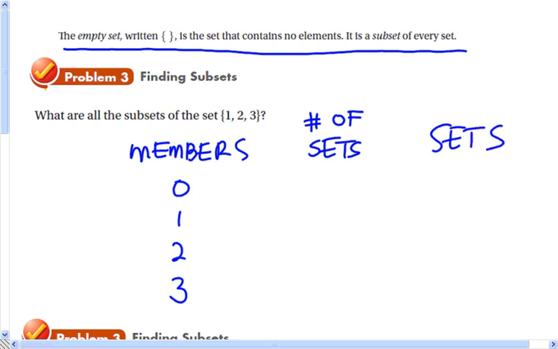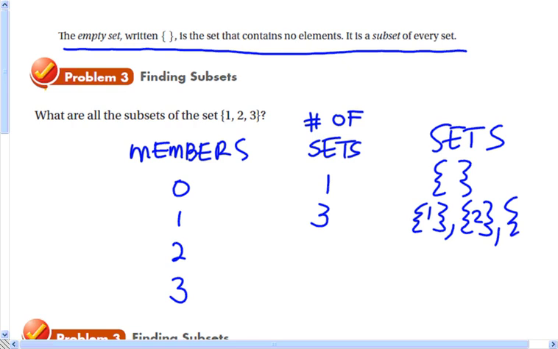So the number that have 0 members, there's 1 of those, and it looks like this. It's the empty set. For 1 member in the set, there are 3 of those, and that would be the number 1, the number 2, and the number 3.